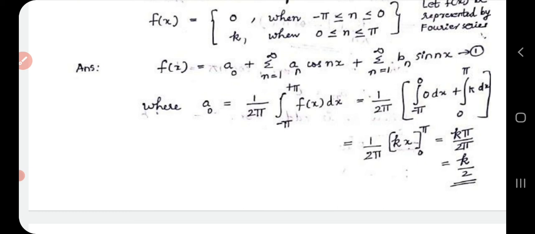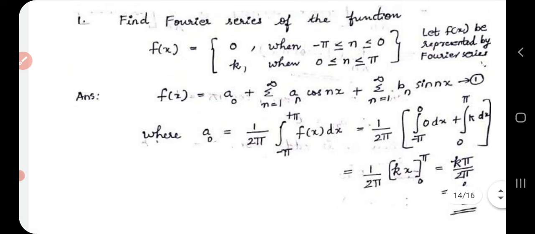Let us begin with the calculation of a0. What is the formula? 1 by 2 pi, integral minus pi to plus pi f of x dx. That is the formula to find a0. Then now write 1 by 2 pi. Here you have to split f of x. The integral is from minus pi to plus pi. So here you have to split it from minus pi to 0 and 0 to pi as per the question.